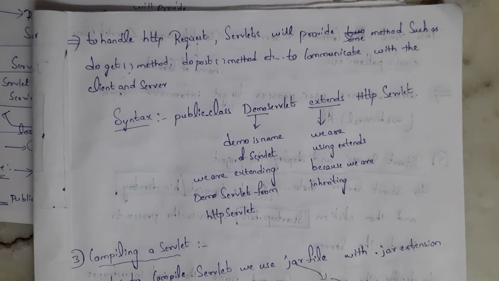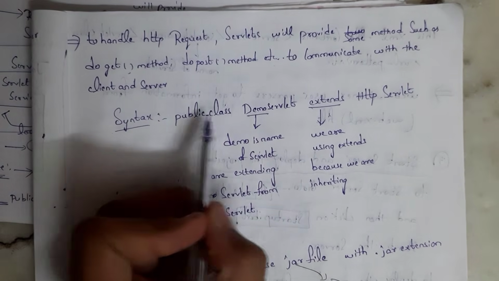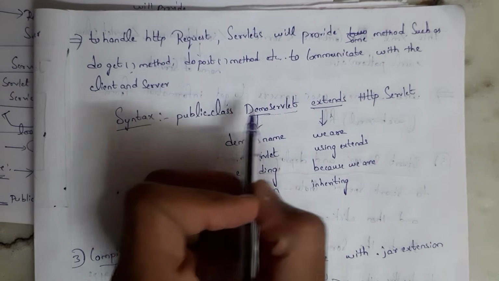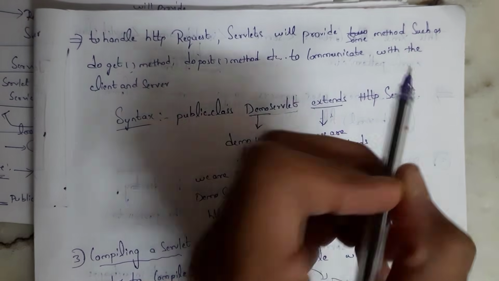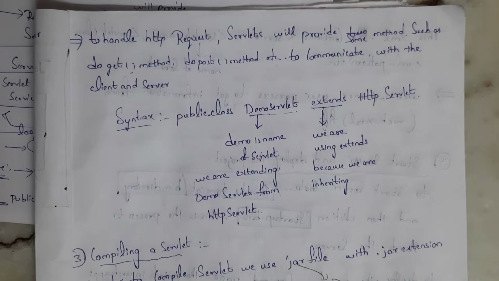This is the syntax to create a servlet. public class DemoServlet. This is the name of the servlet which I have given. public class DemoServlet extends HttpServlet. The extends keyword is used because we are inheriting, so we need to use the extends keyword here.